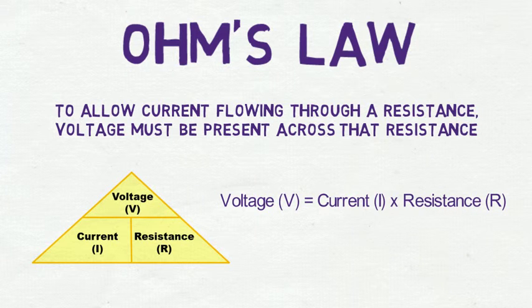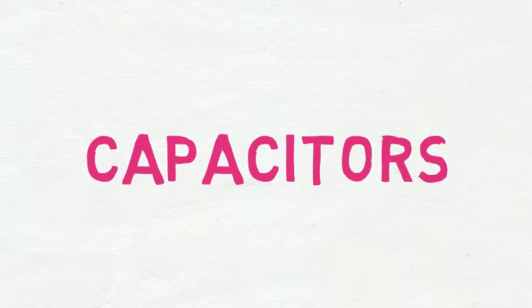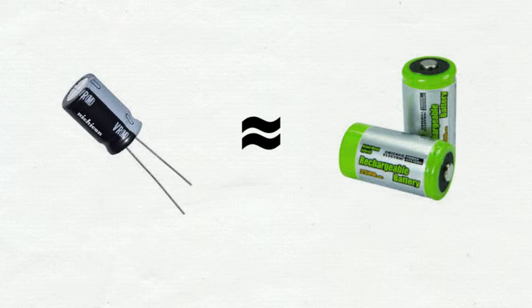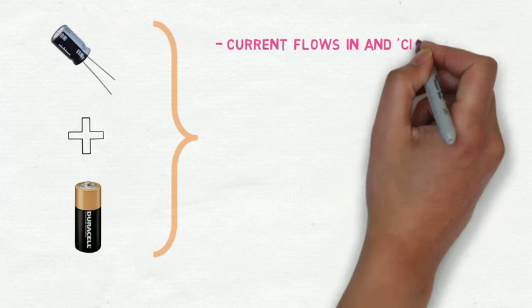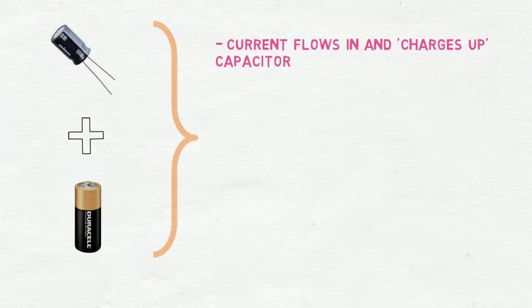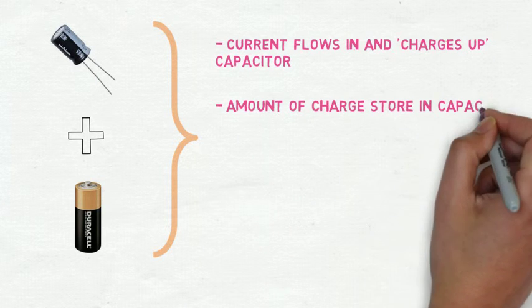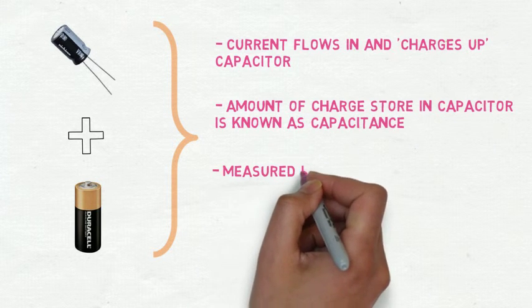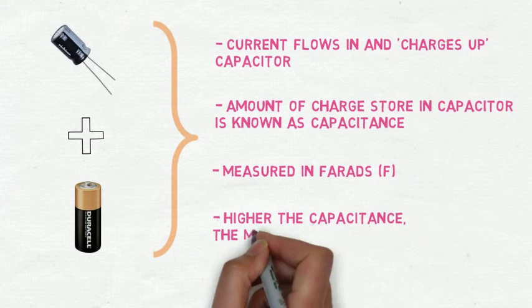Now, let's move on to capacitors. What is a capacitor? A capacitor is like a rechargeable battery whereby it stores electricity. When a capacitor is connected to a battery, the current flows into it and charges it up. The amount of charge stored in a capacitor is known as capacitance. Capacitance is measured in farads, and the higher the capacitance, the more charge it stores.